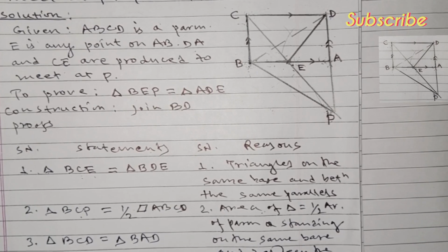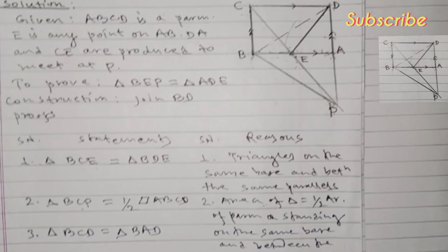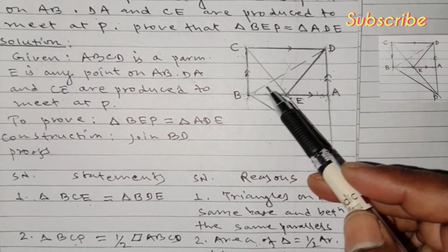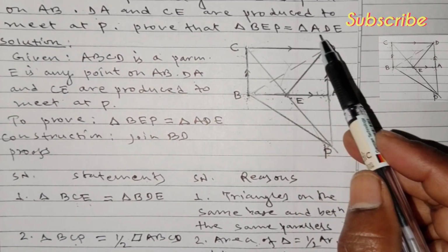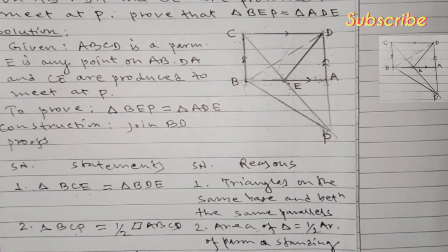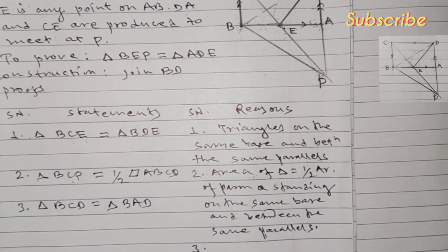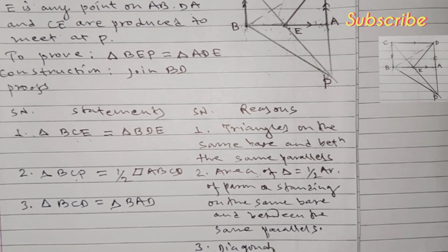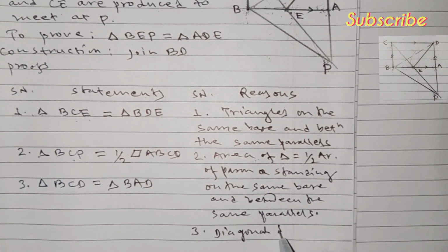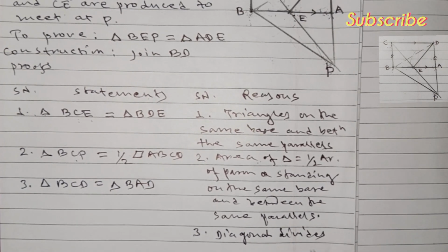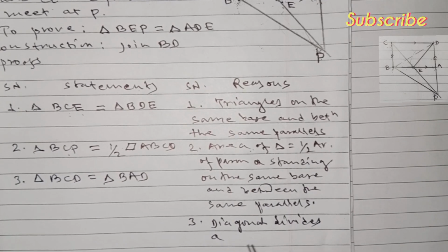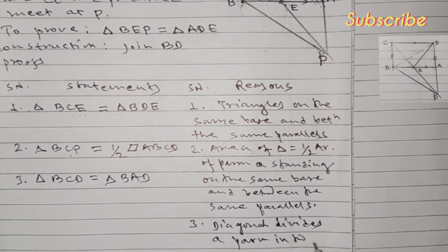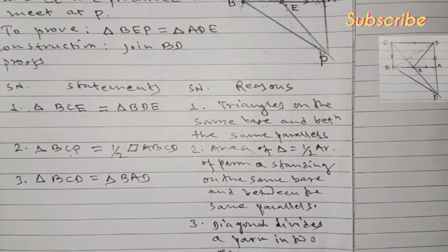Triangle BAD. The reason of statement number 3 is diagonal divides. BD is the diagonal, so we can say diagonal divides a parallelogram into equal triangles. We know that diagonal divides a parallelogram into equal triangles.